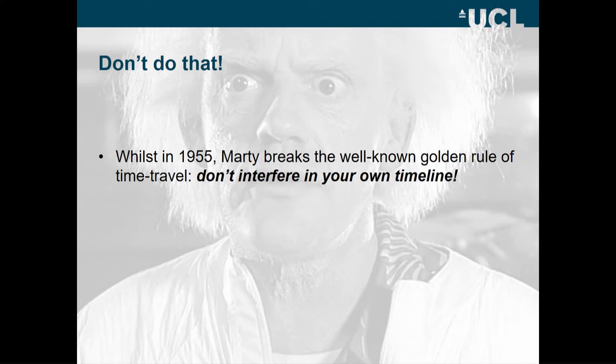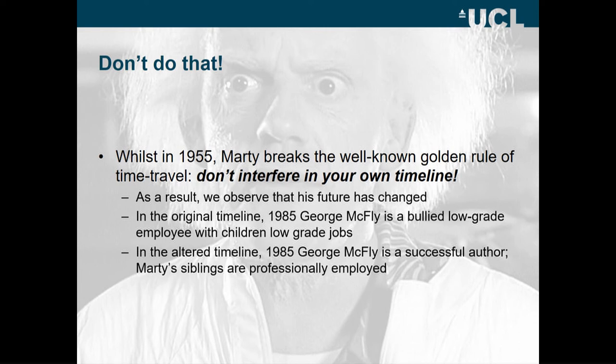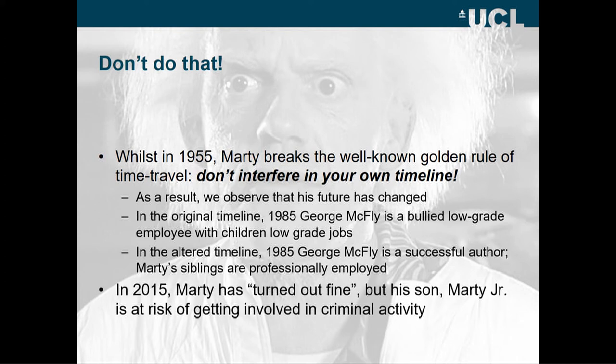Whilst in 1955, he breaks the golden rule of all time travel stories: don't interfere in your own future. We know that bad things happen when you do this. As a result, we see in the narrative of the film that Marty's future has changed. In the original timeline, his father is a bullied, low-grade employee, and the children have menial jobs. In the altered timeline that we see later on, George, Marty's father, is a successful author, and his siblings are professionally employed, and the family seems to be successful. In 2015, we're told that Marty's turned out fine, but there are problems with his son.